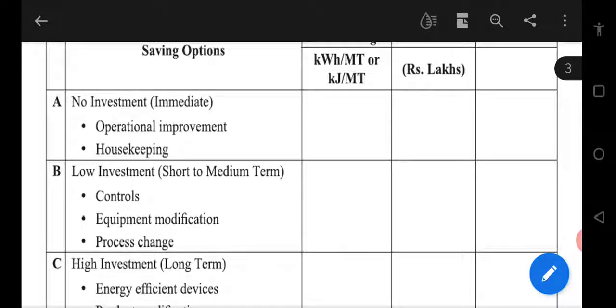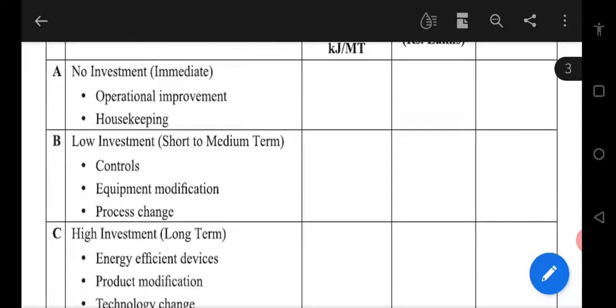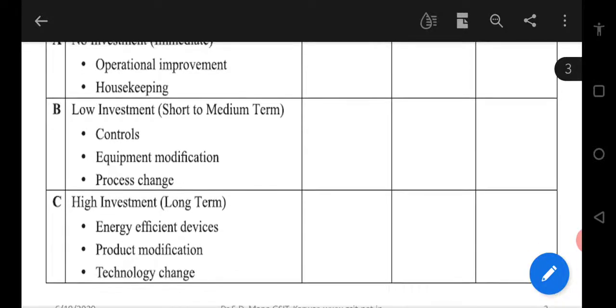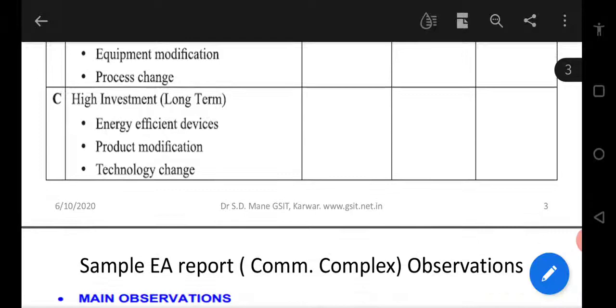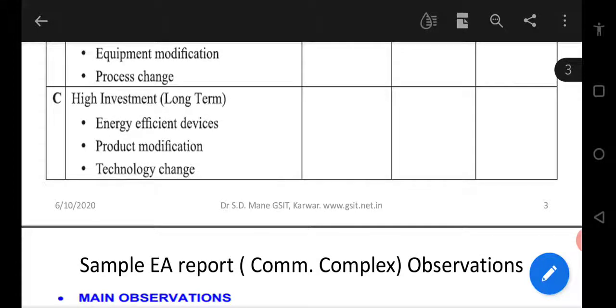The short to medium term will have low investments, like you install some controls like occupancy sensors, and then you have some small modifications you take or some process you change. And the large scale investments take a long time, where you install or retrofit energy efficient devices, make some modifications in the product, or there is a shift in the technology.